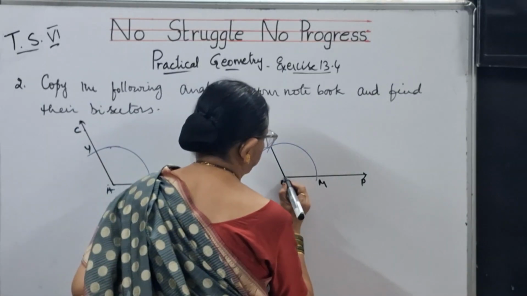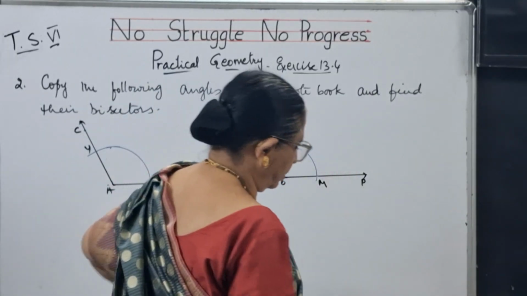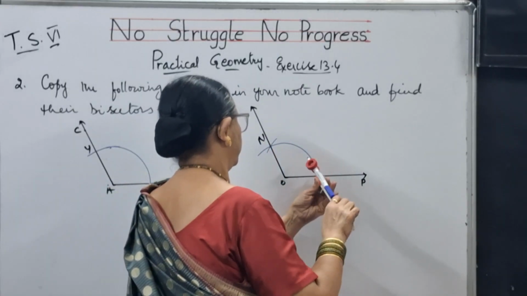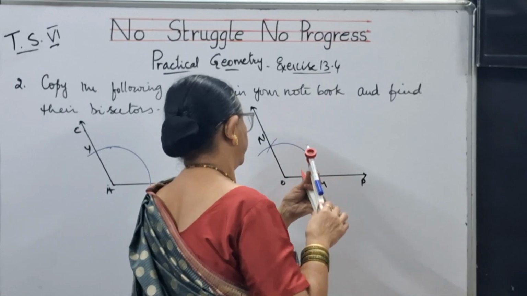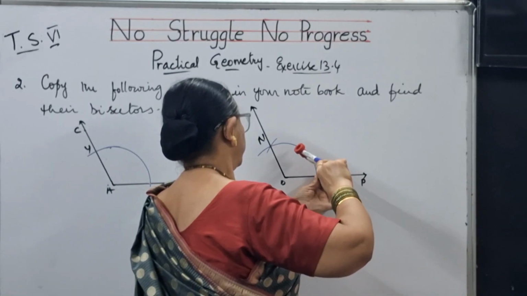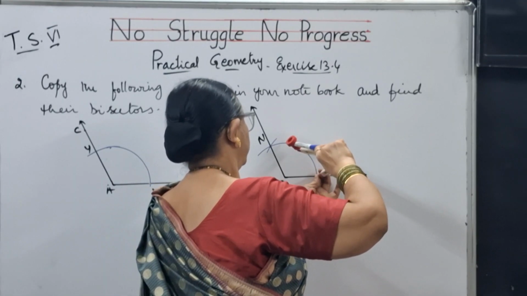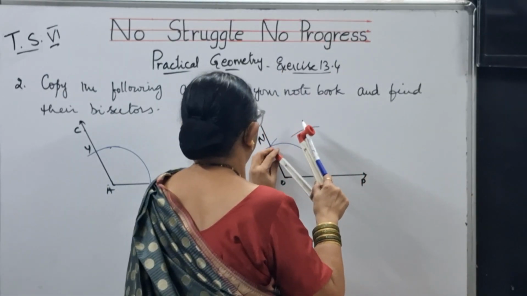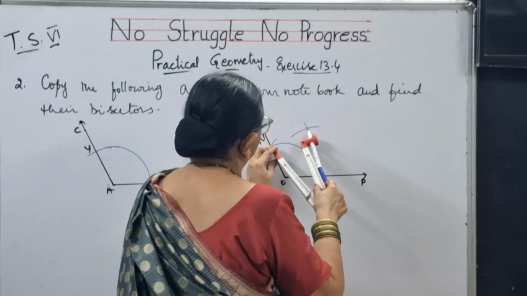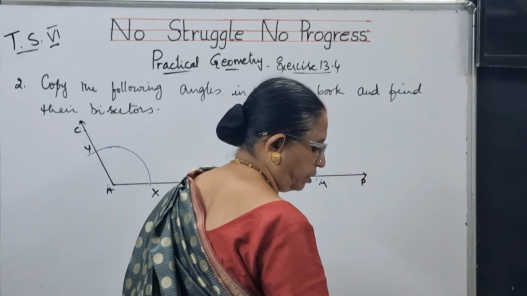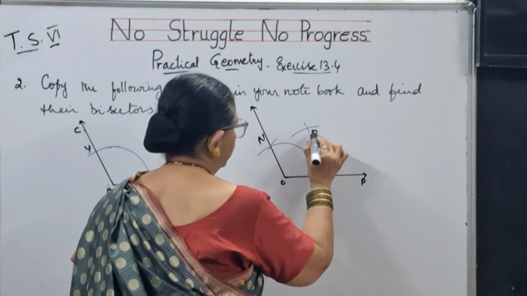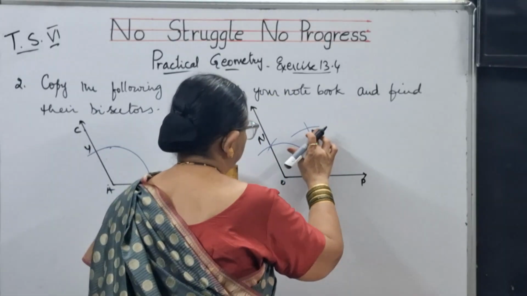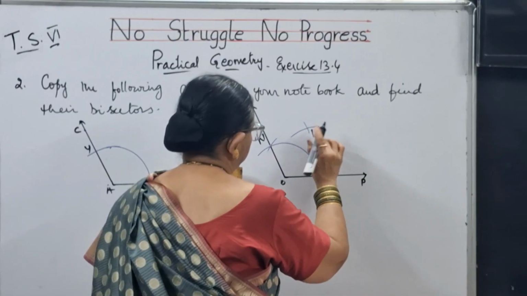This is the copying of the angle, and after that the bisector. M as a center, more than half of MN as radius. One arc I should draw like this, and N as a center, I should draw another arc to cut it. Let me take it as O, and sorry, O is already here now. So let me call it as X.